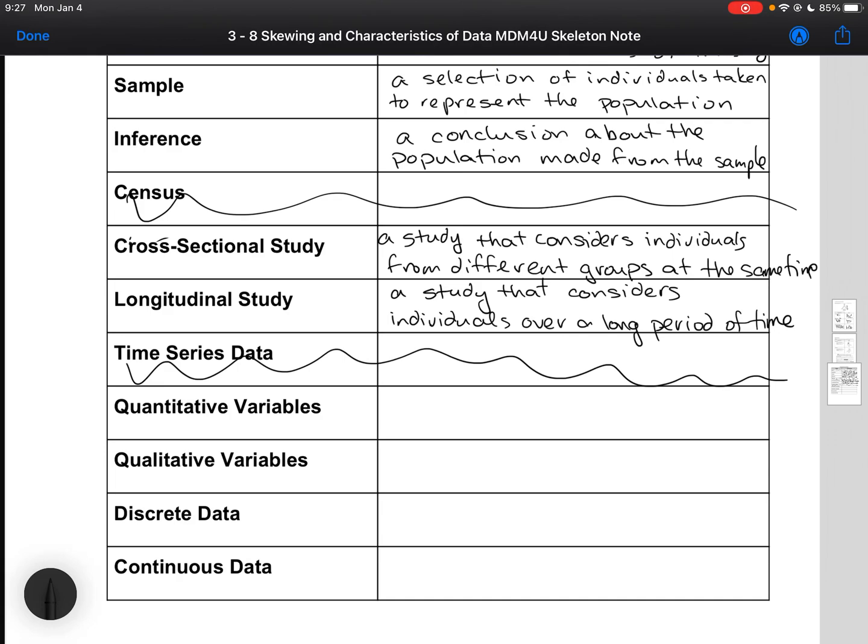We've also got quantitative variables, which are variables measured numerically. And then we also have qualitative variables, which are variables that cannot be measured numerically.